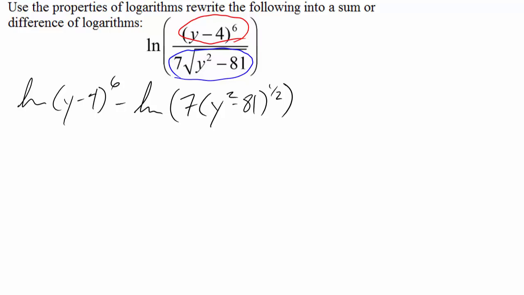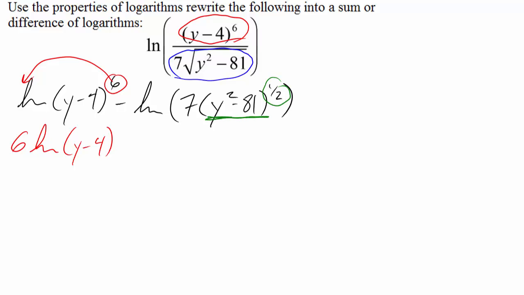All right, now I can move the 6 in front of our natural log here in our first term. All right, so we can have this as a 6 natural log y minus 4. But I cannot do the same for the 1/2 in the second term. The reason for that is this 1/2 is only applying to the y squared minus 81. It is not also being applied to the 7. So before we can do anything else with that, I am going to have to make that split happen.